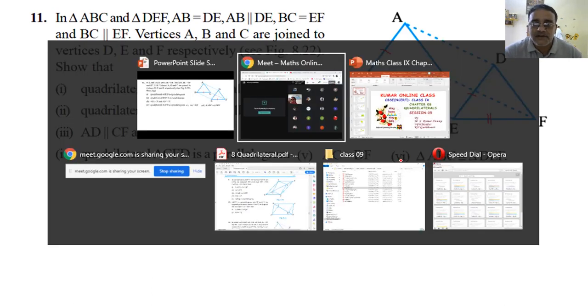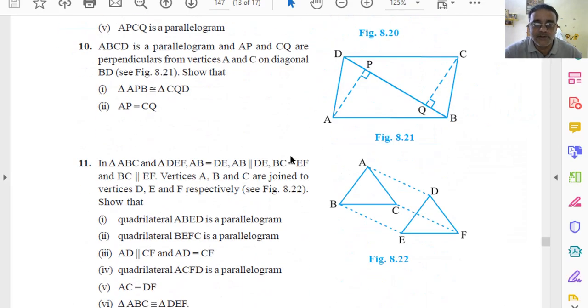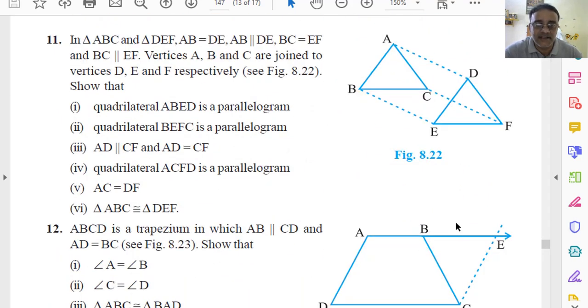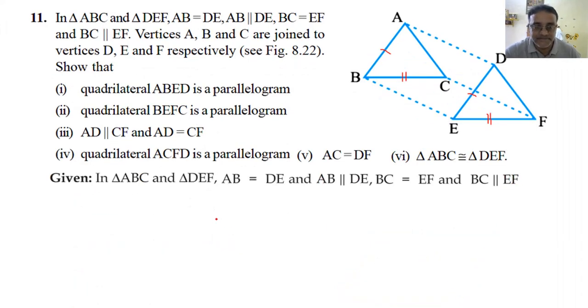I will open the textbook also, so that we can look at the next page. All together there are 6 bits, so it is a bigger question. So we'll start with the first one.